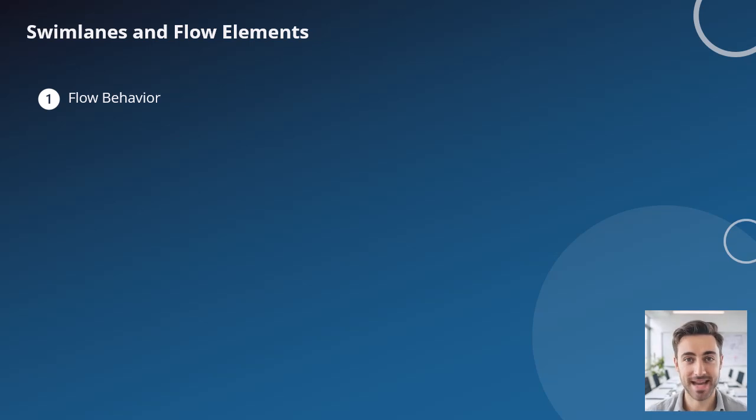Flow elements connect to form the actual workflow behavior. Events trigger the process, activities perform work, and gateways control the branching logic based on specific conditions.